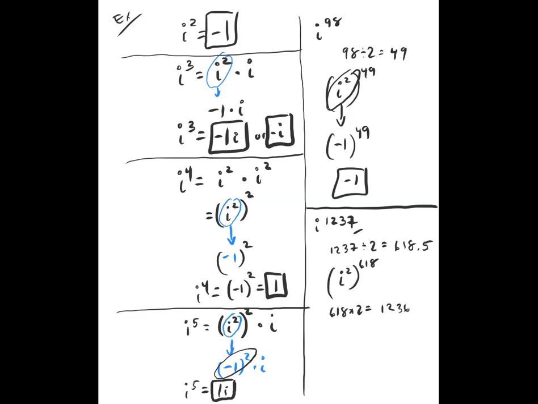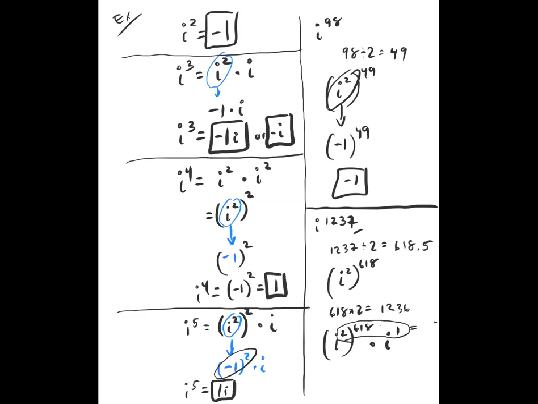So this is why we do i to the power of 2 to the power of 618 times i to the power of 1. Because now if we work all this out, that's how we get 1,237: 2 times 618 plus 1, right? Does that make sense there? Am I going too fast? We okay here?